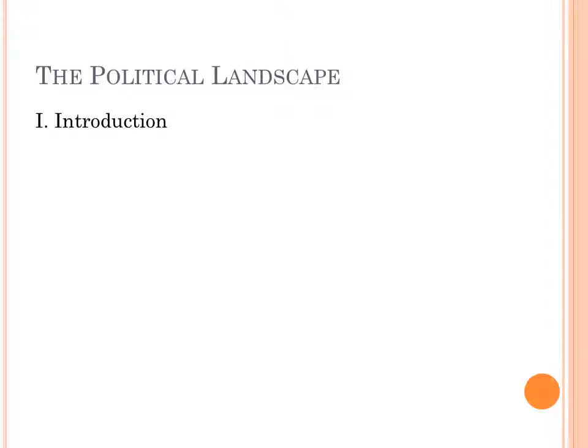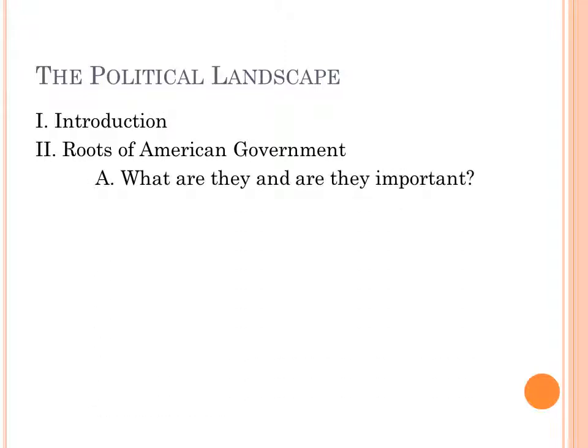In order for us to understand where our country's going, we have to look at where we've been. And in this lecture, we're going to look at our government, our politics, and the theoretical roots of American government and explore the characteristics and thoughts of today's Americans. So let's do that. Let's start with the roots of American government. What are they and why are they important?